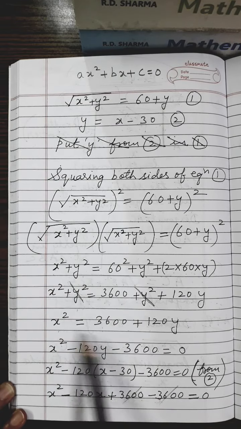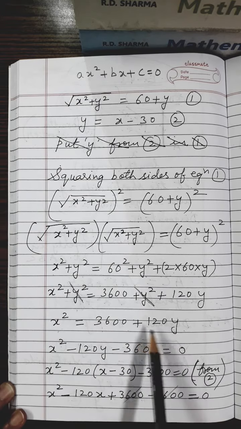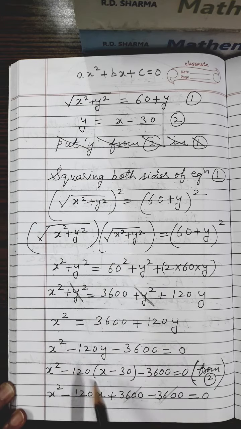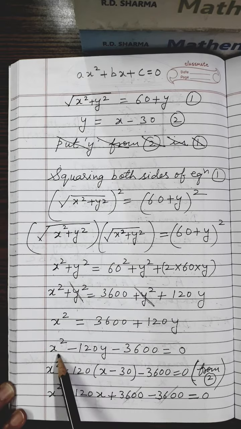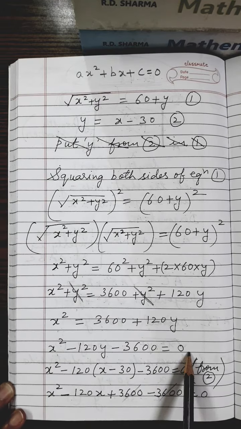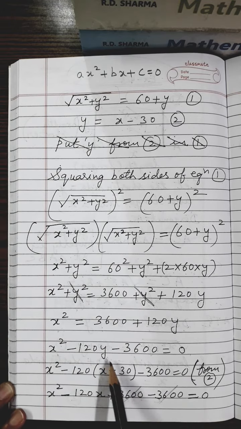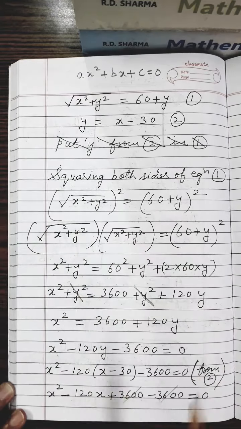Now you see that in this equation, it is still having x and y variables in it. So let us bring all the terms on the left side. So right side terms I bring on the left side. So this becomes x square minus 120y minus 3600 equals 0. Now what you will do, in place of y, from equation 2 substitute y equals x minus 30.